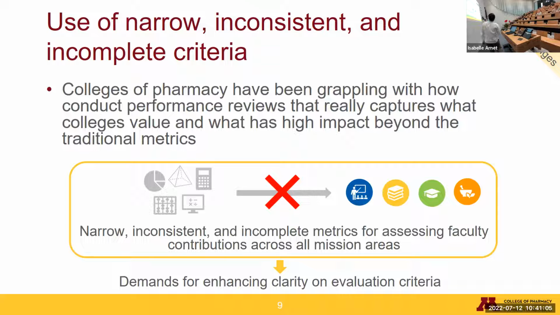Again, if you take a look at some studies, you may see crazy stuff about calculating and counting the activities that a faculty member conducts each year, but essentially these metrics and criteria that are used are narrow, inconsistently applied among faculty, and incomplete. And this is a problem because faculty don't understand how they are going to be reviewed, and they can't make progress on the things that are affected. As a result, there has been a lot of demand for enhanced clarity behind this evaluation criteria.